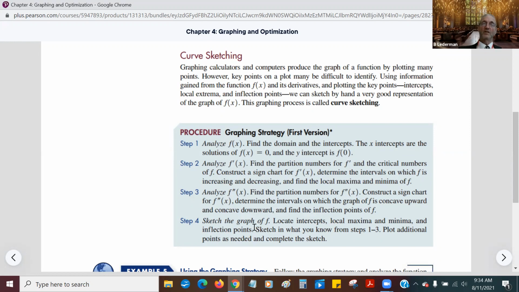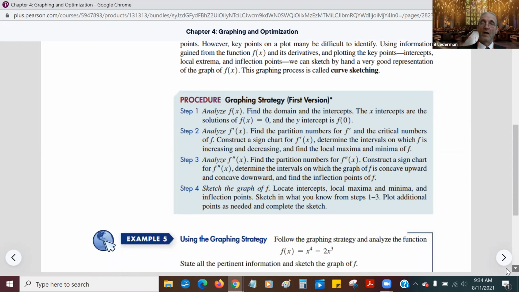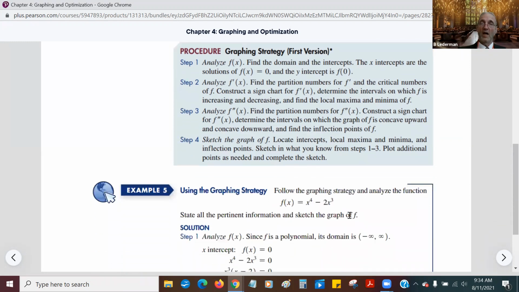That's curve sketching. I will say this is always my favorite topic in calculus, because you're literally being a detective, using your detective powers to put together all this information and make a beautiful picture out of it. All right, so we want to look at x to the fourth minus 2x to the third. We want to use our powers to graph that.